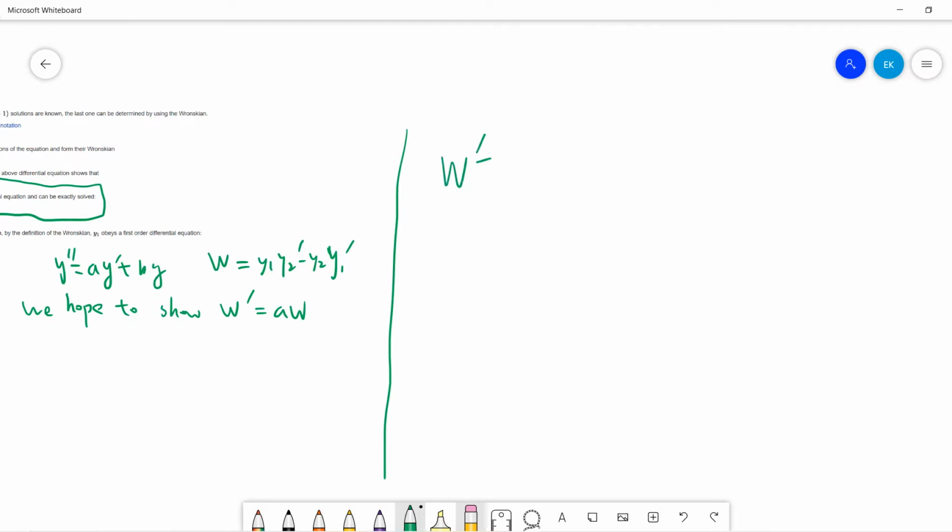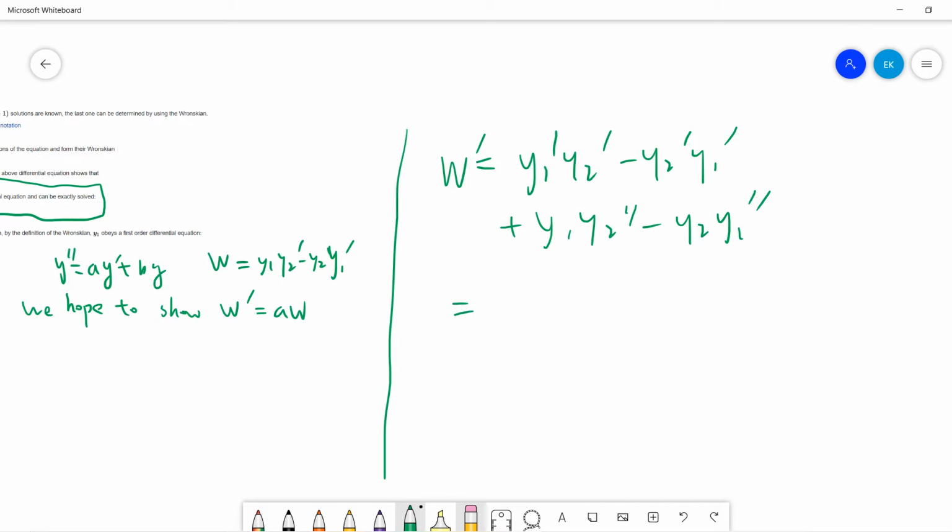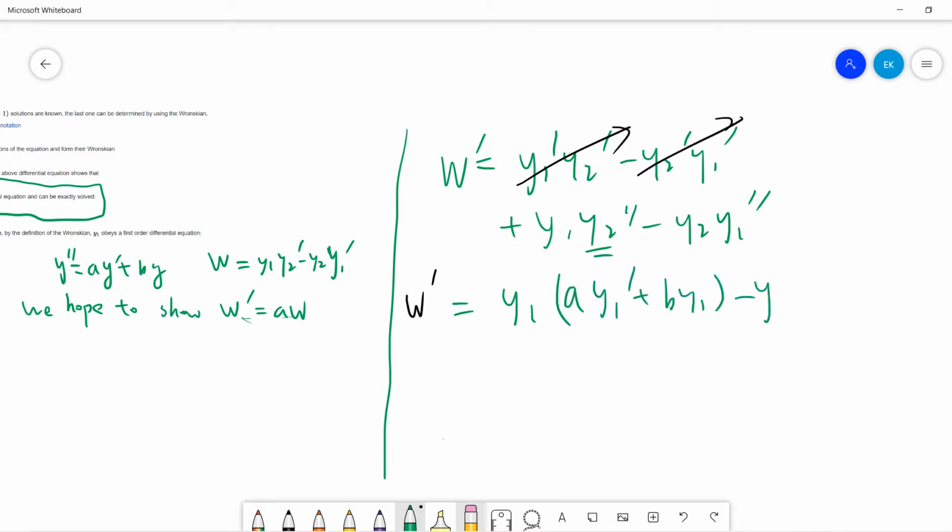Let's compute W'. It is y1' y2' - y2' y1' + y1 y2'' - y2 y1'', so these two terms cancel. So W' equals y1 times y2'', which is a y2' + b y2, minus y2 times y1'', which is a y1' + b y1. Sorry, let me write this carefully.